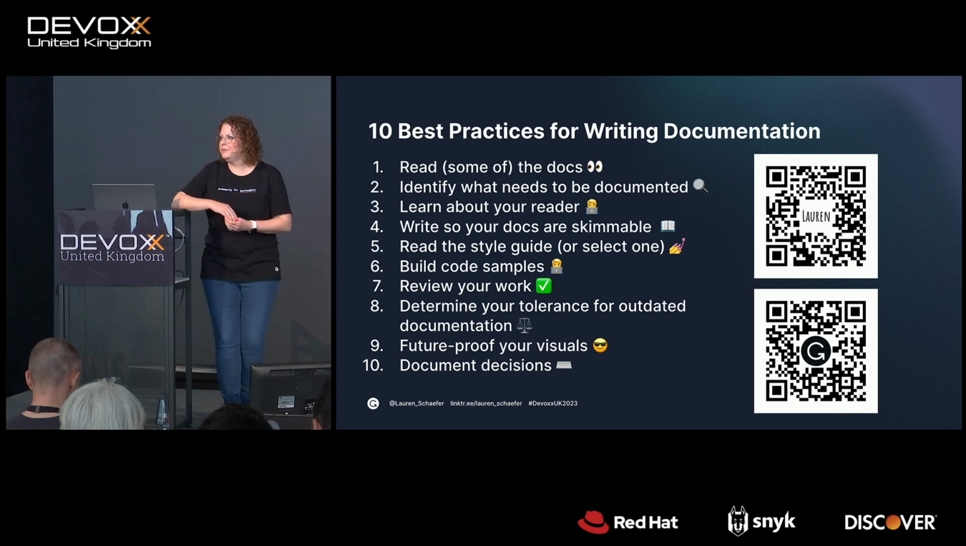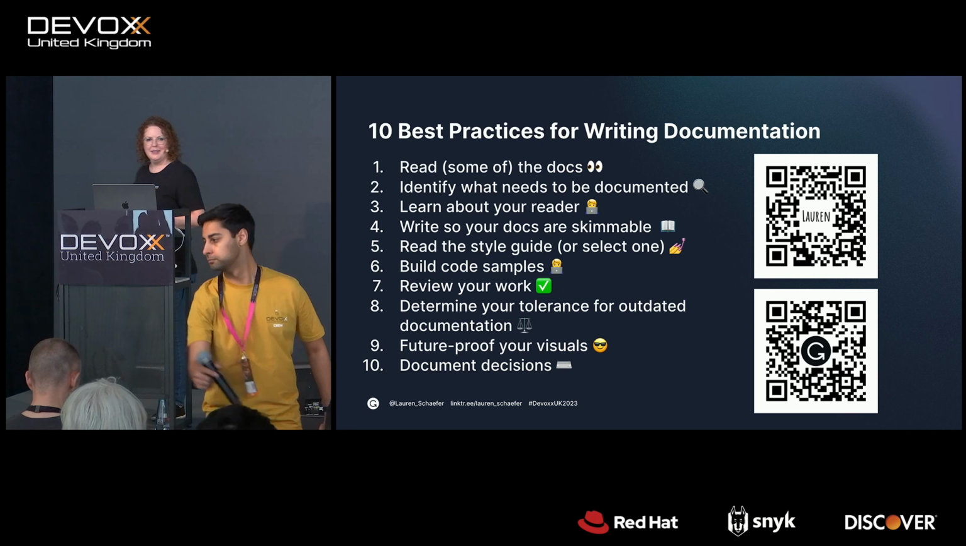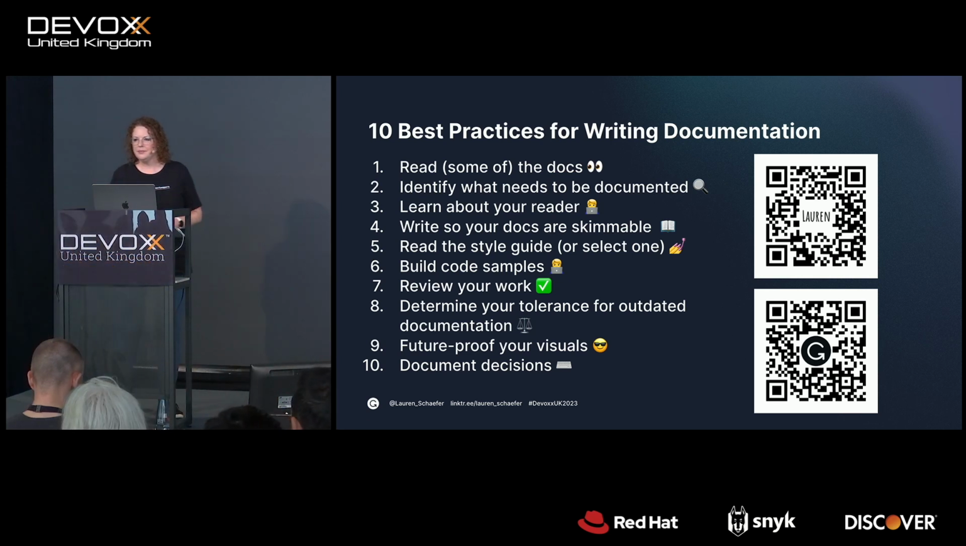Thank you. We'll hit a question here and then we'll run to the back. Thank you for the talk. In number 8, determine your tolerance for outdated documentation, you mentioned something about test automation. What does that look like? Is that test automation for the code samples, or is it test automation for the docs themselves?